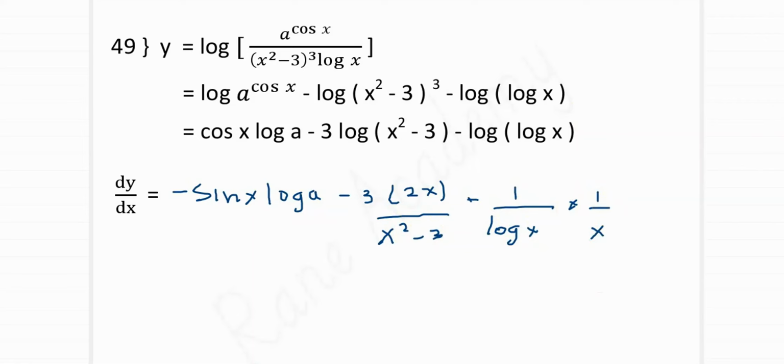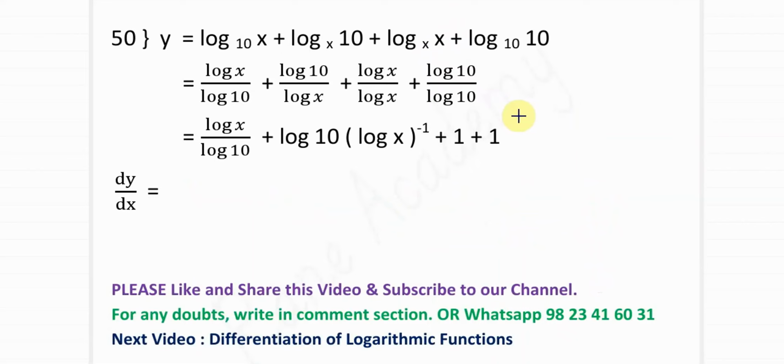Moving to our last question, question number 50. y is equal to log x to the base 10 plus log 10 to the base x plus log x to the base x plus log 10 to the base 10. So what we are going to do is use the change of base formula. We can write this as log x upon log 10, plus log 10 upon log x, plus log x upon log x, plus log 10 upon log 10. So here it cancels and we have 1. This also cancels, 1 plus 1 is 2, and hence we get this.